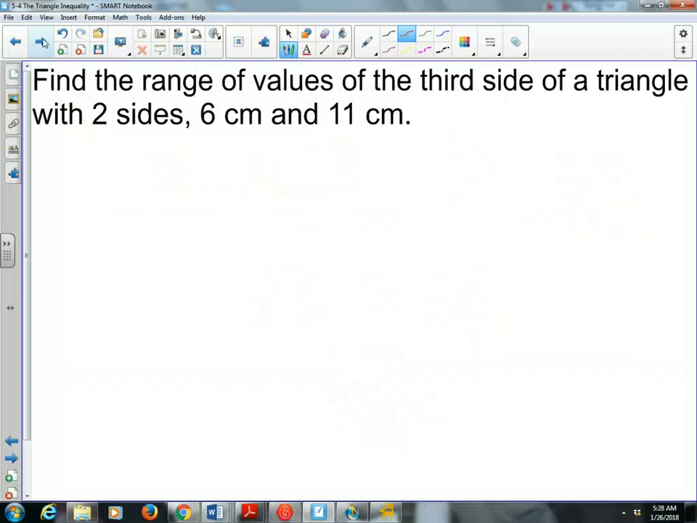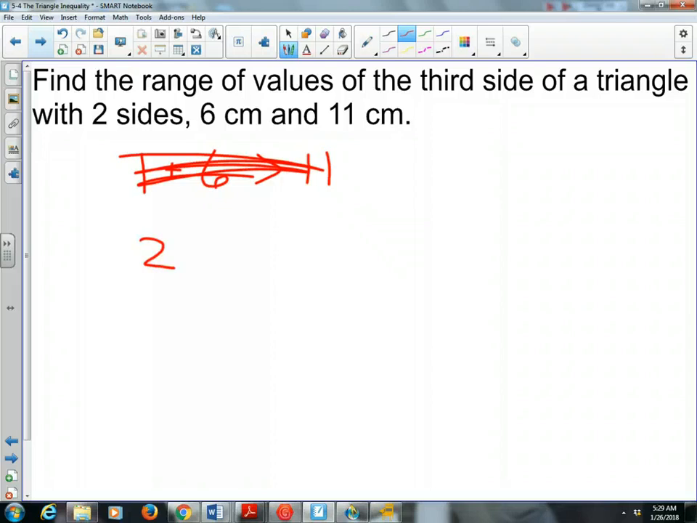So now we're at the question: find the range of values of the third side of a triangle with two sides that are 6 centimeters and 11 centimeters. So if I had a triangle with segments 1, 6, and 11, can I make a triangle? Does 1 plus 6 be greater than 11? No, I cannot have 1 centimeter.